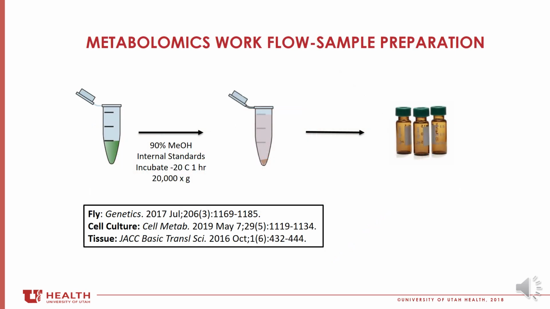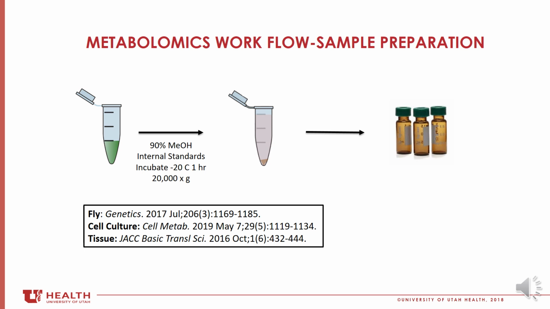So the first step is sample preparation, and basically what we're doing is we're extracting the metabolites from your sample. It can be serum, it can be tissue, it can be fruit flies. But in general, what we're using is a cold acetonitrile, cold methanol addition to crash out your proteins and leave the metabolites in the supernatant.